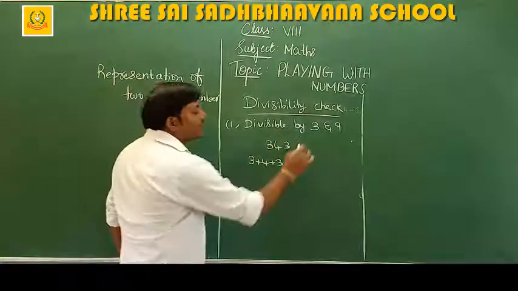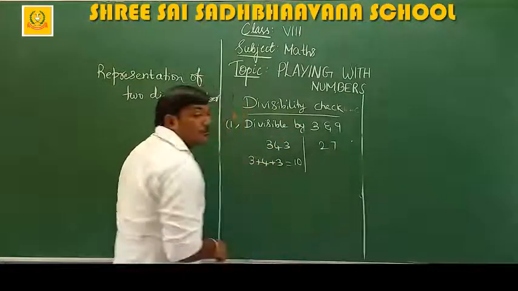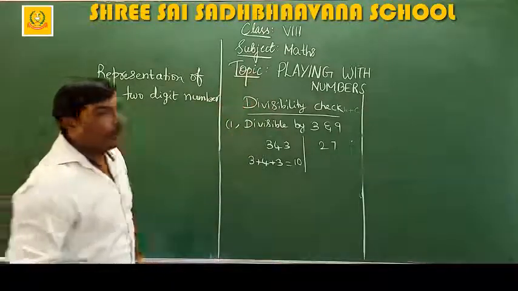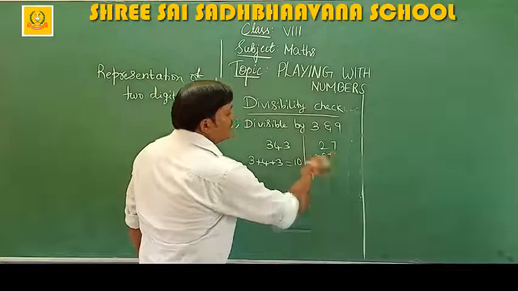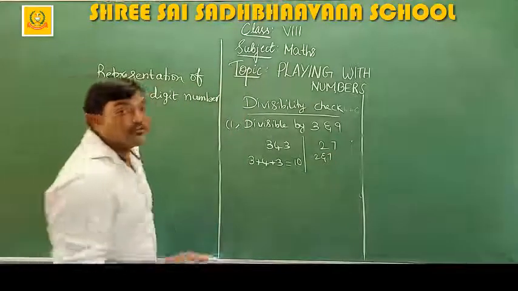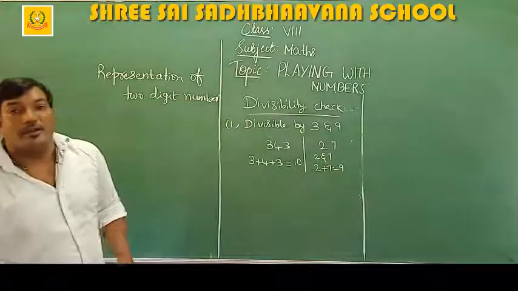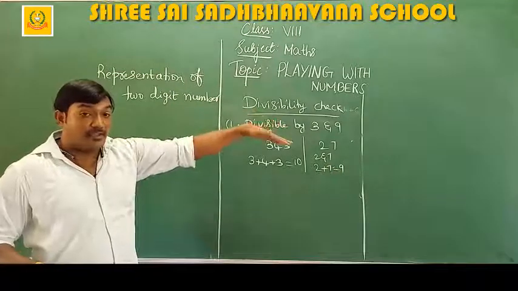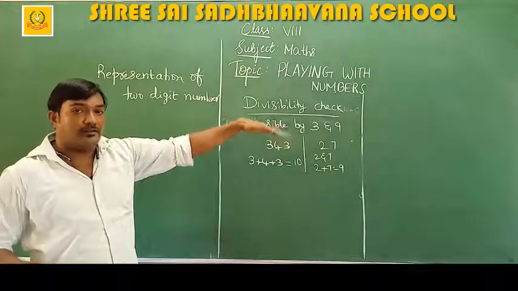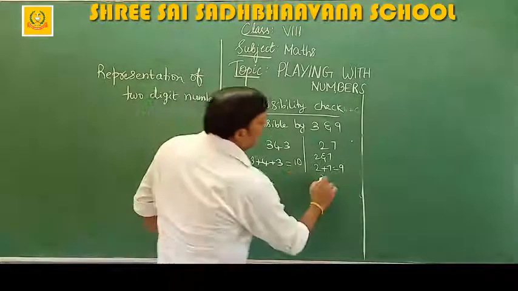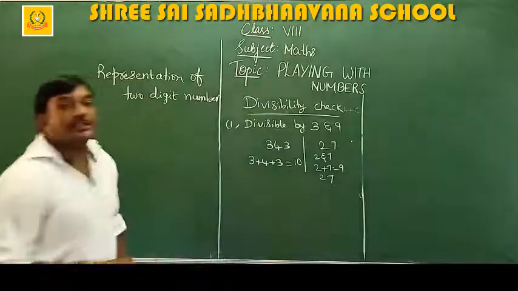I'll give you one more example. Take 27. Here what are the digits we have? 2 and 7. Correct. So add those 2 digits. 2 plus 7 is equal to 9. So 9 is divisible by 3, because 3 threes are 9. So 27 is also divisible by 3.